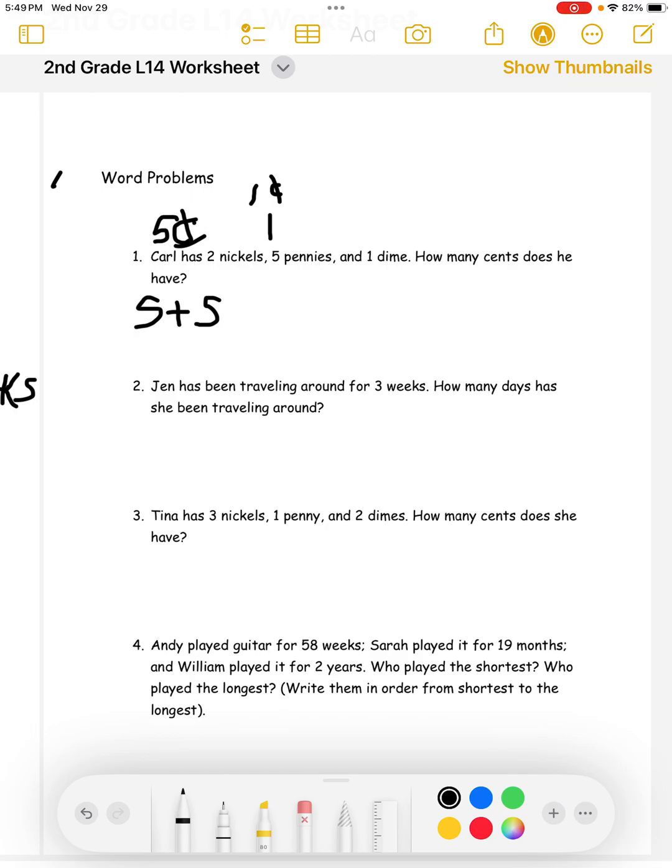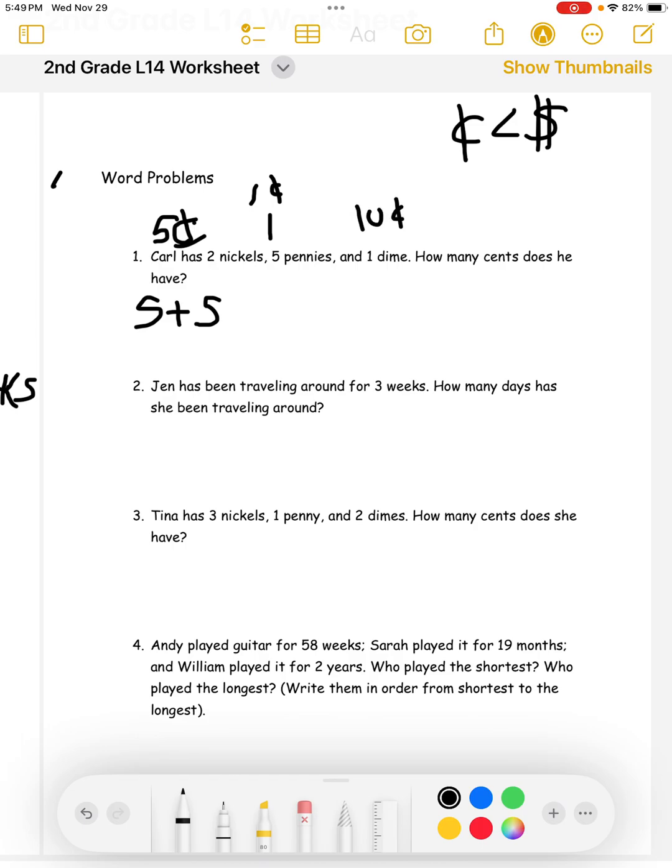Make sure you write down cents and not dollars, because cents make up dollars. Dollars do not make up cents. Cents are smaller. So let's write that down at the top. Cents are smaller than dollars. Next we have 1 dime. So that'll be only 10 cents.